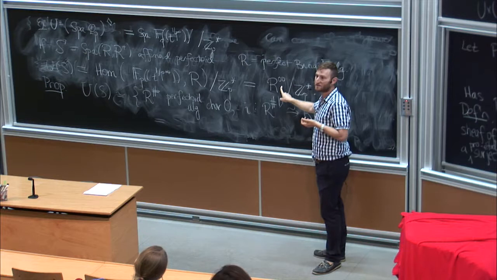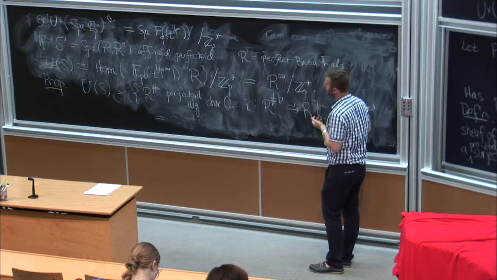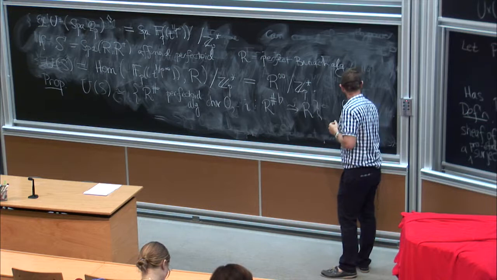All right, so how does this work? So the construction is really due to Fargues and Fontaine, in the case where R is C_p, say, C_p tilt. But it works generally. And I'll just sketch it.